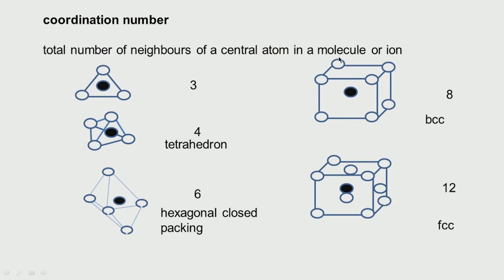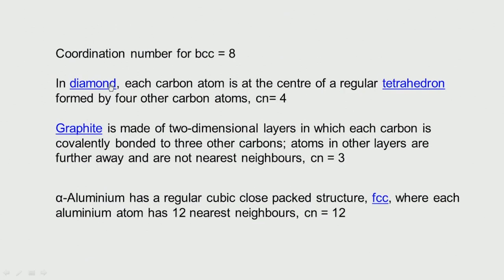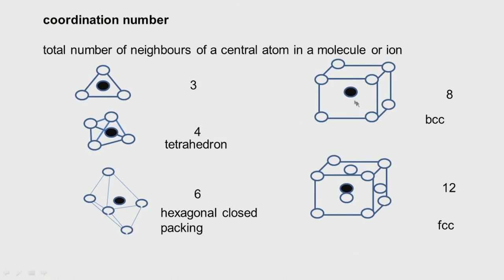If you take a cube, 1 2 3 4 5 6 7 8, BCC, this is 8. If you take an FCC, there are 12. So, there are 12 for this, that is called the coordination number, that is the number of atoms which are neighbors to this central atom, this is the black one. So, coordination number for BCC is 8, like I showed you here.